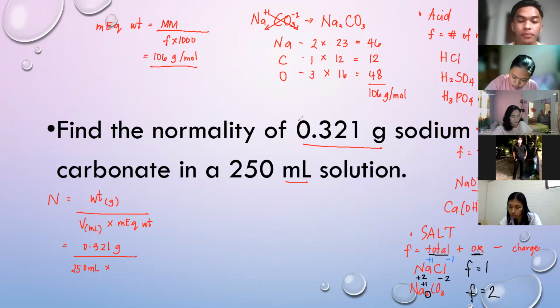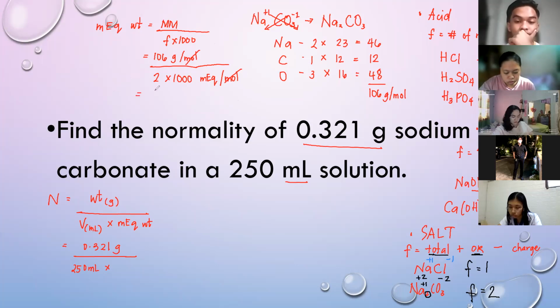Yung ating F for sodium carbonate, that is 2. Okay? Times 1,000. By the way, merong unit yung ating equivalence factor. Ang unit niya, pag milli-equivalent weight, this is milli-equivalent per mole. Yan yung unit ng ating F. And take note that we can cancel the mole. Ang maiiwan, grams per MEQ. So, ipagpatuloy natin yung ating computation.